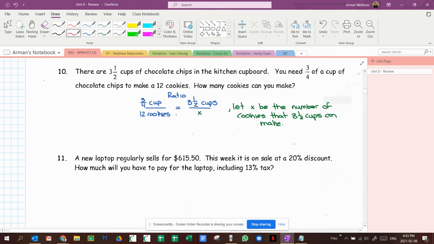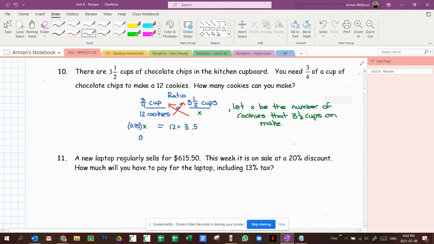And then what I'll do next is I will cross multiply. So hopefully you guys remember cross multiplying from grade 8. So 3 over 4 times X is going to equal 12 times 3.5. Now, I can rewrite 3/4 as 0.75. So I'm going to use the decimal representation here for now.